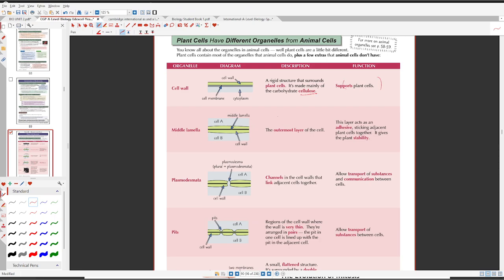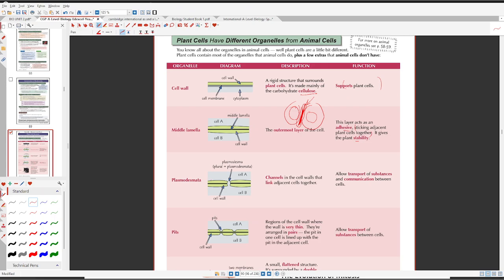Now here is something that's kind of confusing. The middle lamella is the outermost layer of your cell. So if you have cell A and cell B, and you have a cell wall and another cell wall, then the thing between the two cell walls is your middle lamella. What it does is it acts as an adhesive which sticks those two cells together, and it gives the plant stability. So if you have two cells and they have their own cell walls, the thing that's actually sticking these two cells together in a compact way is your middle lamella.